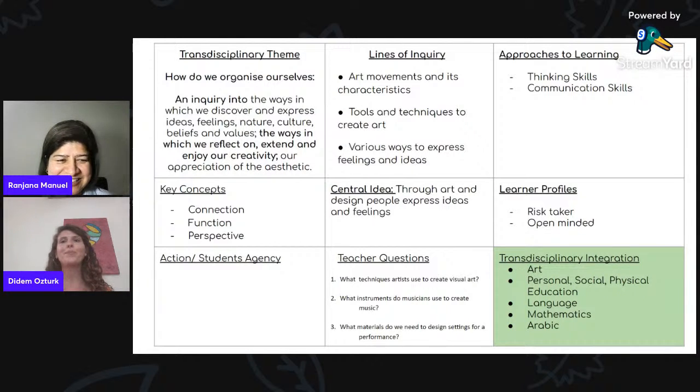Thank you. And on the right-hand side, the bottom side of the planner, now I added the transdisciplinary integration. And I said art, personal, social, physical education, language, math, and I said Arabic because I live in Oman, and that's the other language that is spoken here. And I think everyone was guessing similar subjects related to this unit.